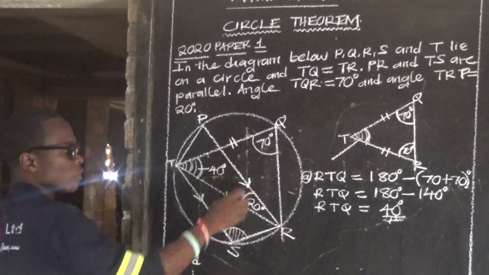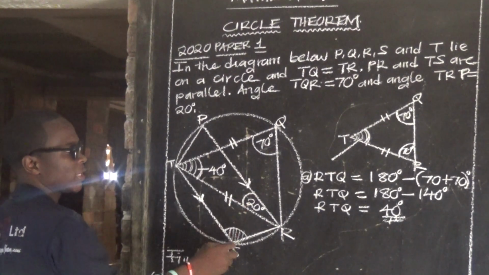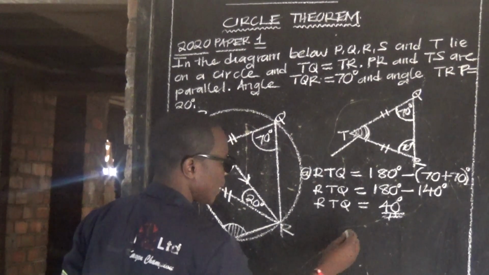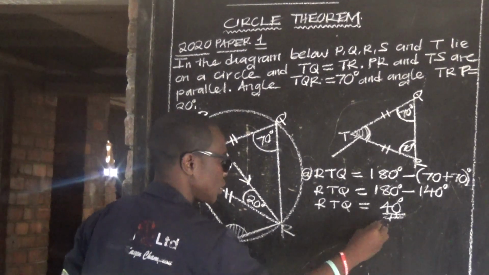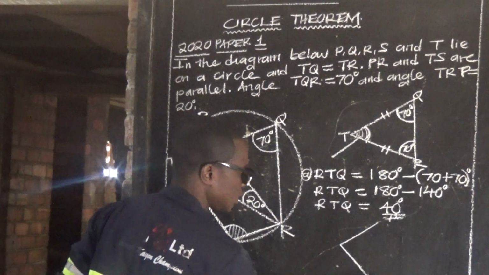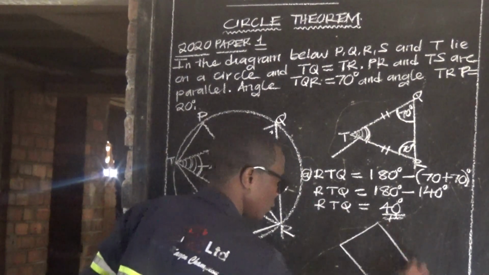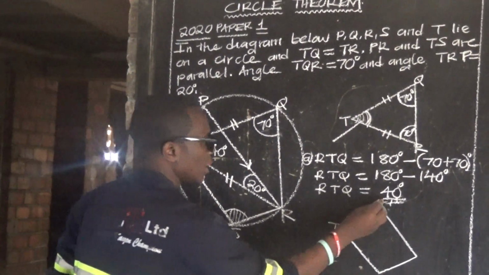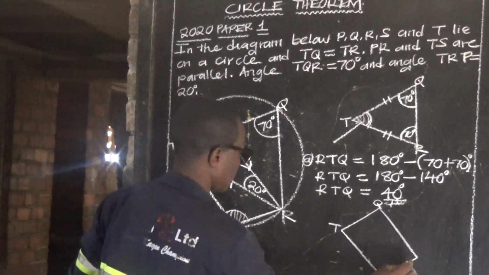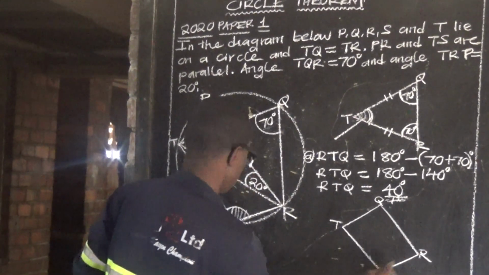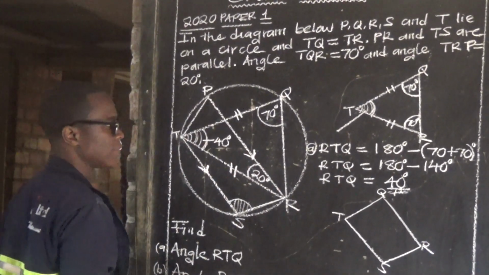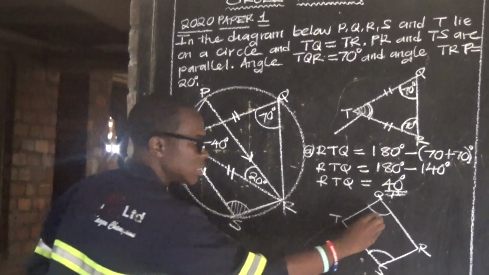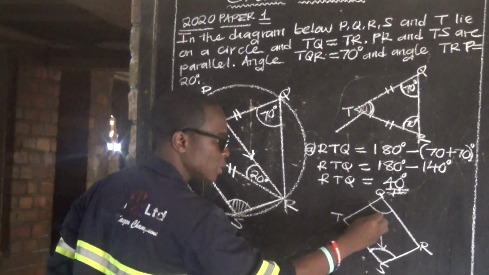Okay, these are what you call opposite angles of a cyclic quadrilateral. So you have a quadrilateral like this. This is our quadrilateral, ladies and gentlemen. This is our point T. This is point Q. This is point R. And this is point S. So what I mean is these are opposite angles.